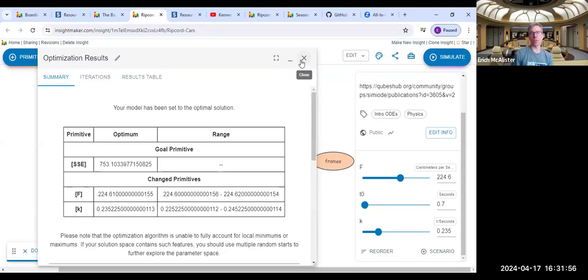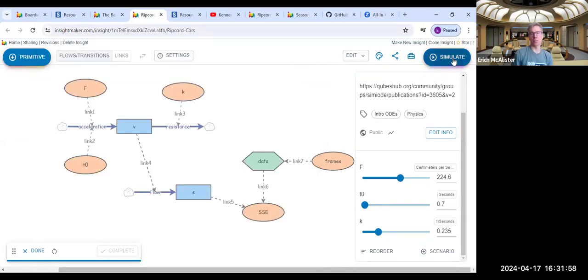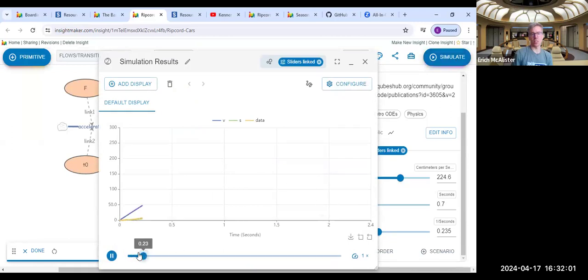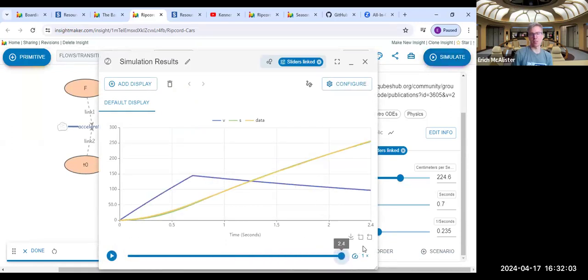But the way we're going to check it now is to do the simulation again. And you know what? The green graph and the yellow graph look pretty close together. So I'm going to believe that that is pretty close to the optimal solution.